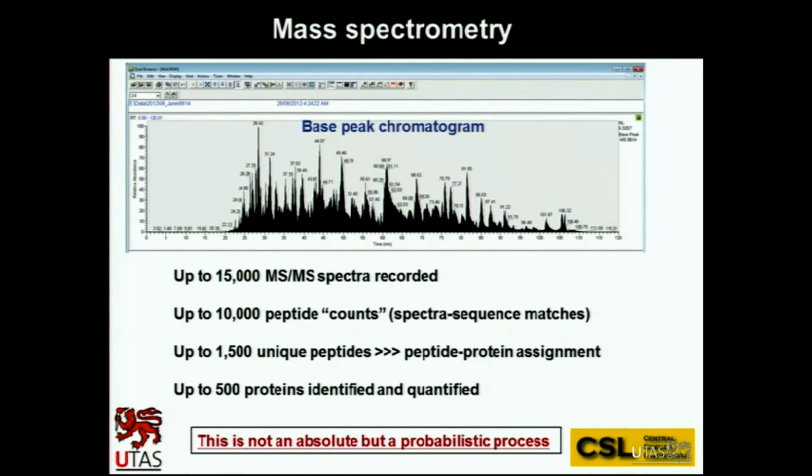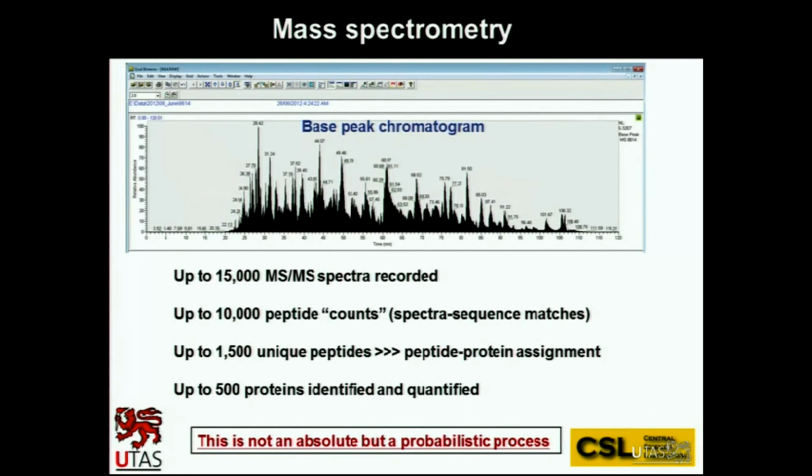So when you do this process on a complex sample, over 2 hours you can record up to 15,000 MS spectra, and these can match to up to 10,000 sequences in the database, which may correspond to, for example, 1,500 distinct peptide sequences, and then these peptide sequences have to be matched to the proteins, and that's the process by which they're identified and quantified.